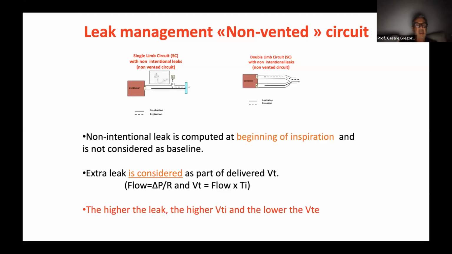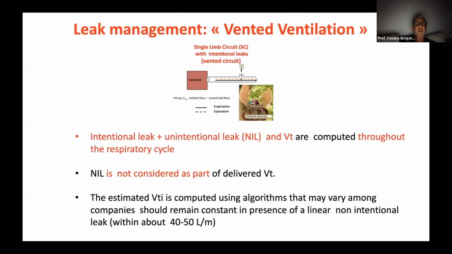In other words, if a flow sensor is measuring the non-intentional leaks, the inspiratory tidal volume is higher because it takes the leaks into account. And unfortunately, the higher the leaks, the higher the VTI, but the lower the expiratory tidal volume.